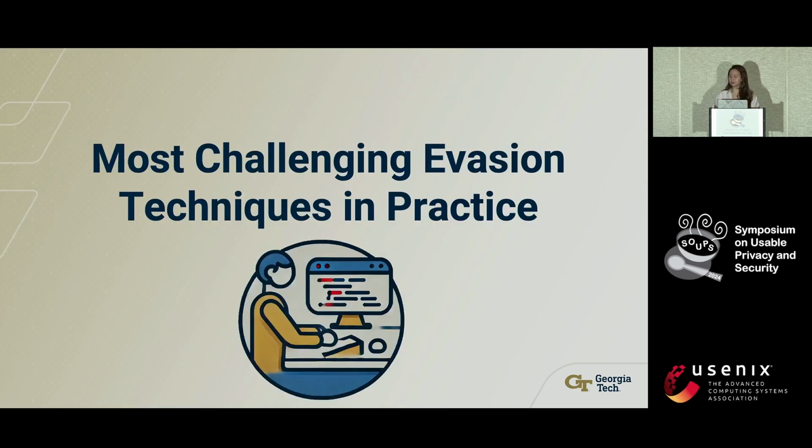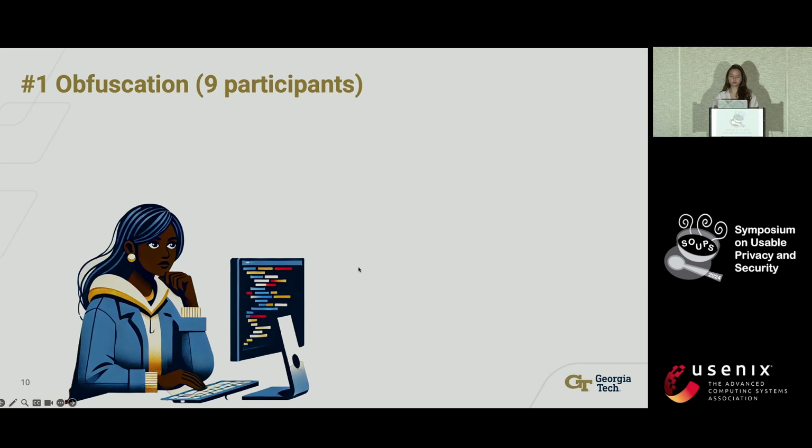Now that we've established the diverse expertise of our participants, let's delve into the core findings of our study. We'll first explore the specific evasion techniques that were deemed most challenging in their daily workflows. By far, the most challenging evasion technique identified by our participants is obfuscation. This technique significantly complicates the analysis process because it obscures the malware's logic and makes it really difficult for the analyst to decipher the malware's true intent.